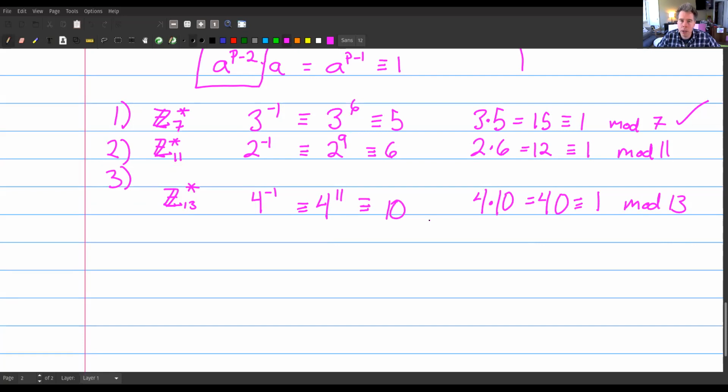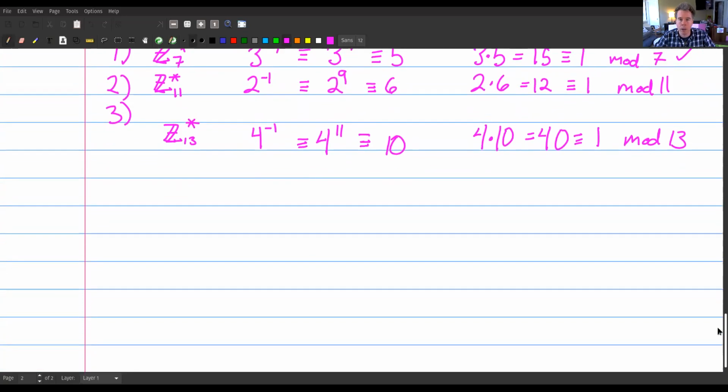So usually using XGCD to compute the inverse is faster, but certain computers have hardware accelerators for exponentiation. Like the book anyway says that smart chips on credit cards have hardware acceleration for exponentiation. So in that case, this method of computing the inverse might actually be faster.